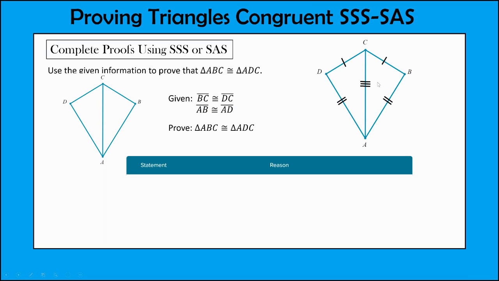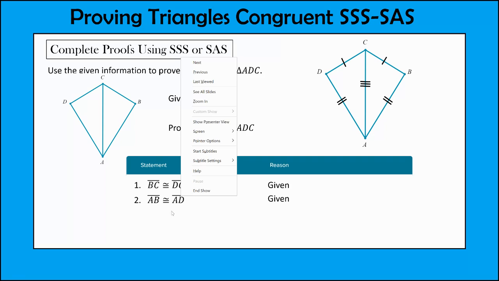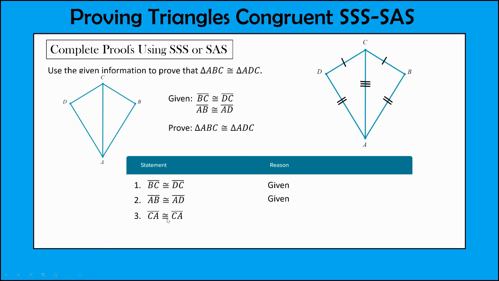So I'm going to be able to prove the two triangles congruent by side, side, side. But you've got to draw it out. So step one, BC congruent to DC is a given. Statement two, AB is congruent to AD, that's a given. So there's two of my sides. CA is congruent to CA. There's my third side. That's my reflexive property. So here are my three sides that I've proven congruent. So now I can say the triangles have to be congruent by side, side, side.